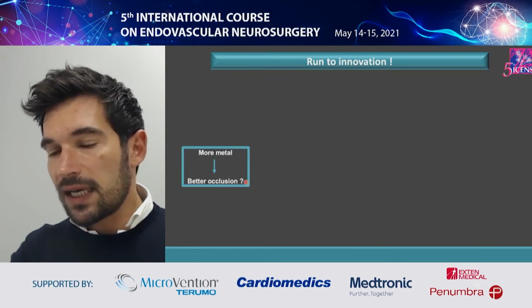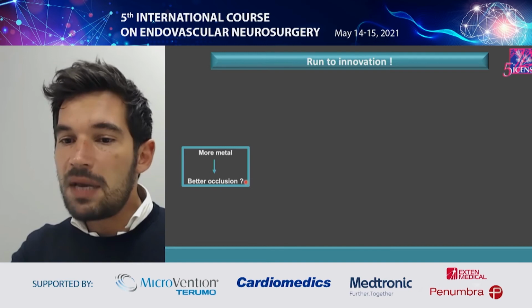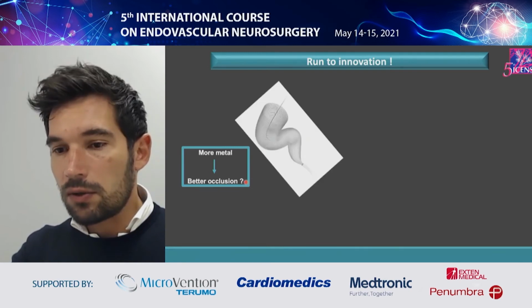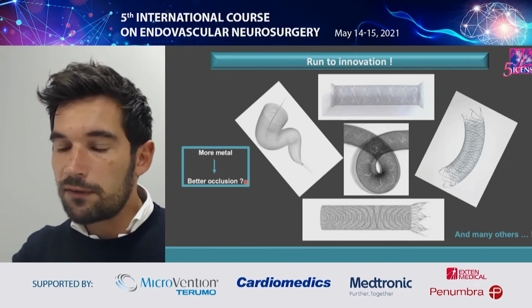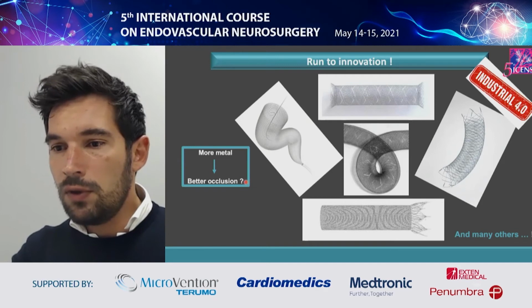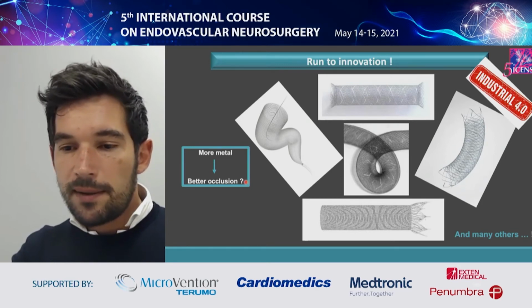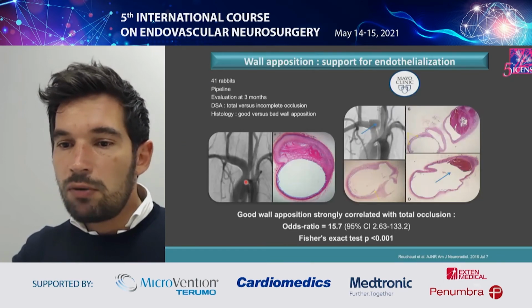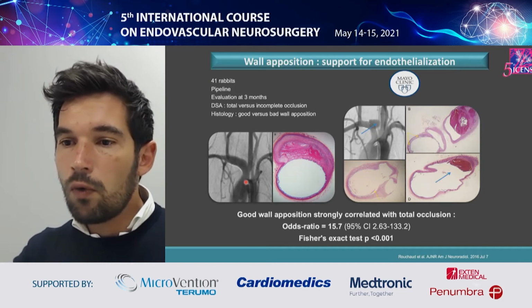If you look at the industrial options, they say maybe more metal would lead to better occlusion. And they develop lots of new flow diverters and many others. This is the industrial point of view: I will use more metal, so I will increase my occlusion rate. This is probably not true, and probably the best option is to have a great wall apposition.